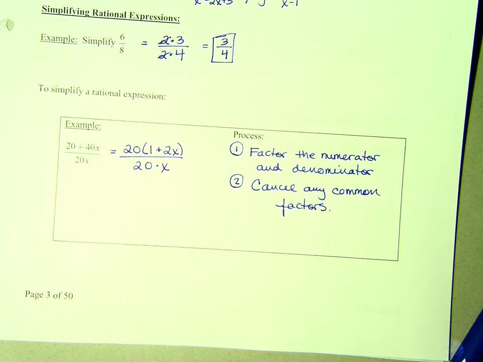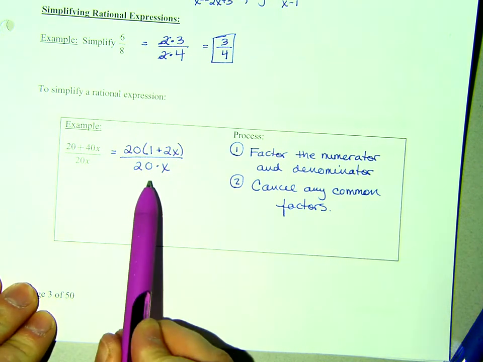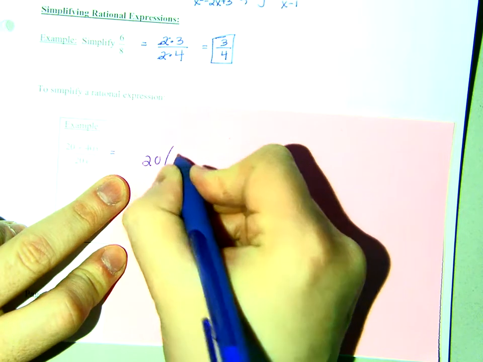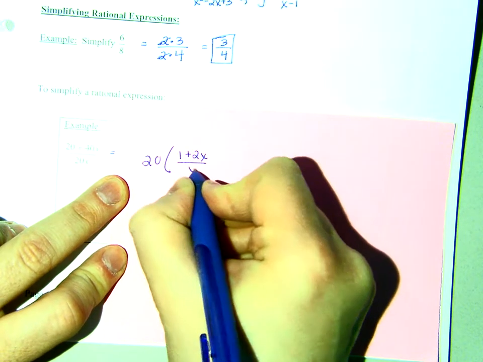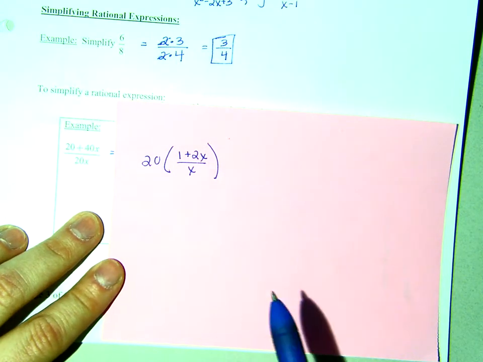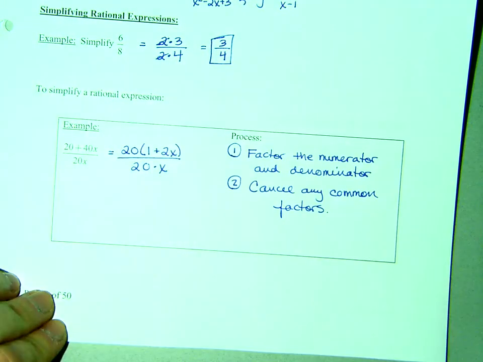Could you put a 20 on the other side and put the 1 plus 2x over x? Say that one more time. So put the 20 on the outside and then put the 1 plus 2x over x all in a bunch. No, because if I said 20 times 1 plus 2x over x, well, when you multiply something times a fraction, we need to multiply the numerators. The 20 is the same as the fraction 20 over 1. So it would show up at the top, but not in the bottom. So no, we can't do that.